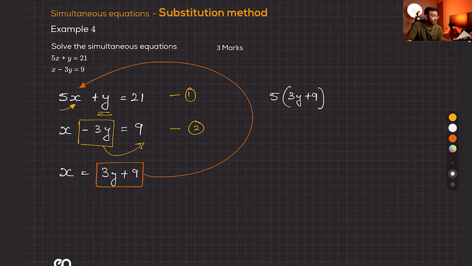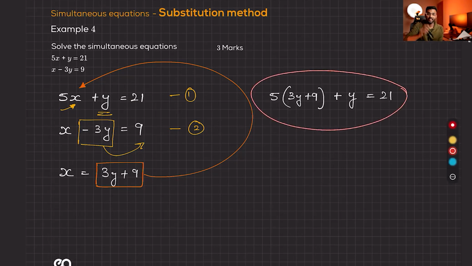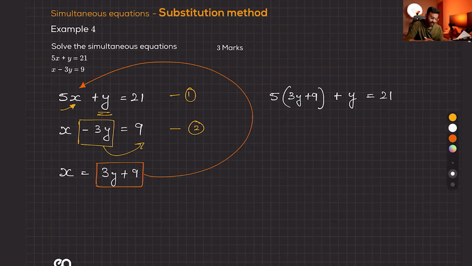Absolutely. Mark, are you getting this? Yeah? Plus y equals 21. There you go. Now, this is an equation in one variable. You can now solve it. What is the very next obvious step, guys? Expanding the brackets. Absolutely. Expand. So that would become 15y plus 5 times 9, 45, plus y equals 21.